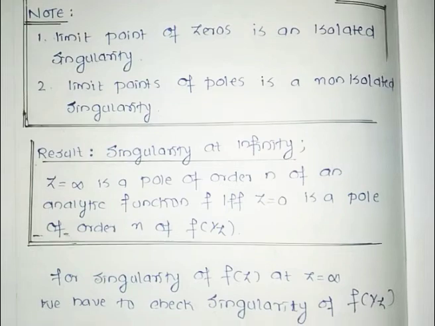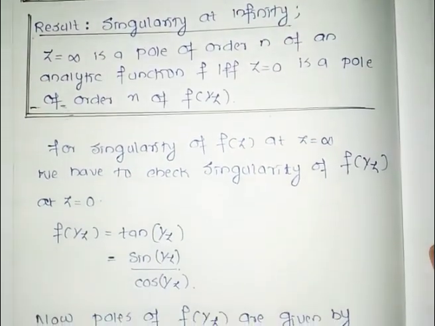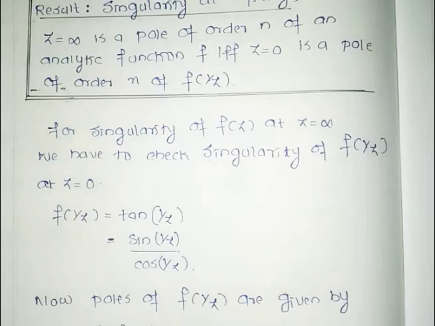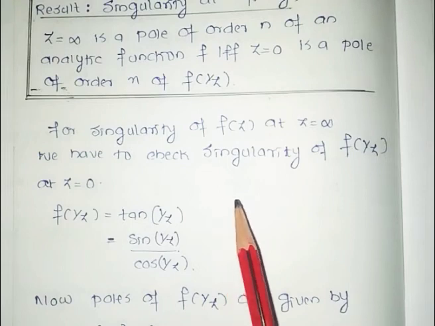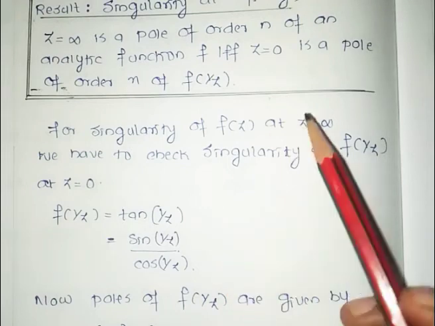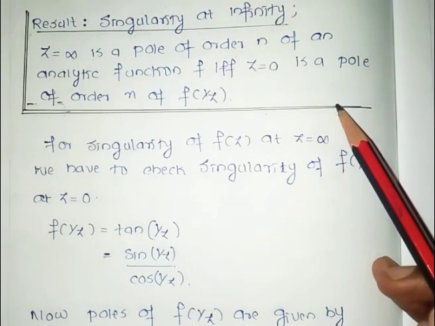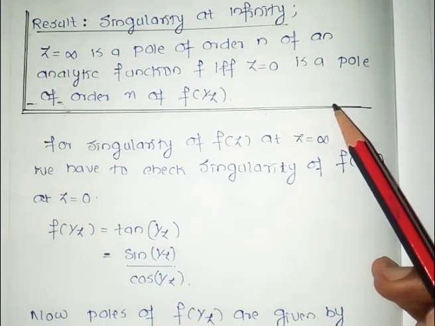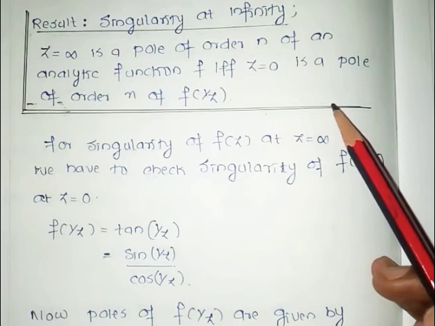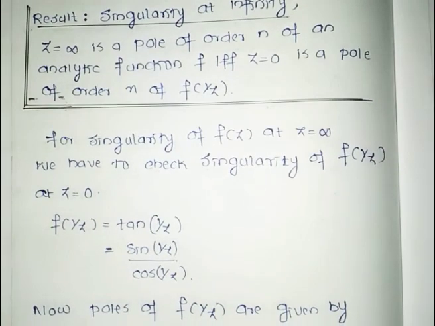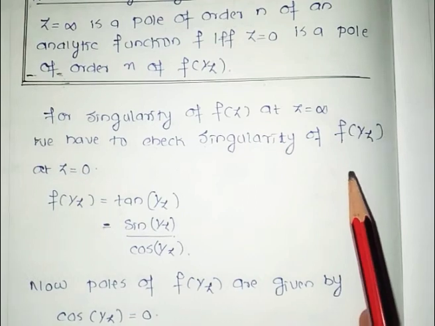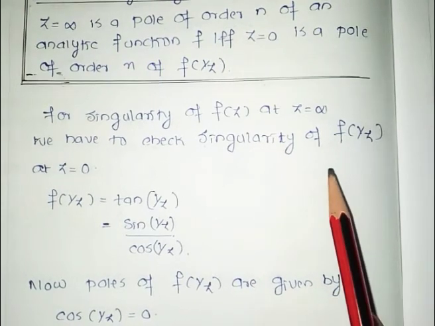Okay, now we are going to our third and fourth option. So we want to verify the singularity of f of z at z equal to infinity. For that we want to check the singularity of f of 1 by z at z equal to 0 by using this result, because this result is saying that z equal to infinity is a pole of order n of an analytic function f if and only if z equal to 0 is a pole of order n of f of 1 by z. Now we are checking the singularity of f of 1 by z at z equal to 0.